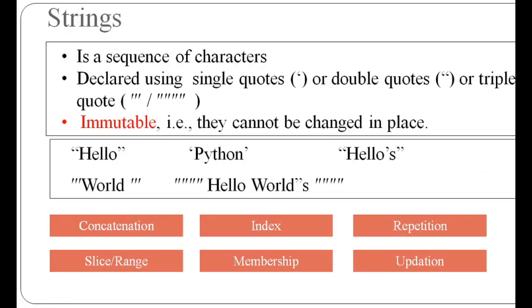A string is a sequence of characters enclosed by a single quote, double quote, or triple quote. Here you can see that this is a valid Python string enclosed by a single quote. This is by double quote. This is by triple quote. But when you enclose it with a triple quote, you can have a double quote in the middle. Similarly, when you have a double quote, you can have an apostrophe here. These are some of the operations that are allowed in a string.